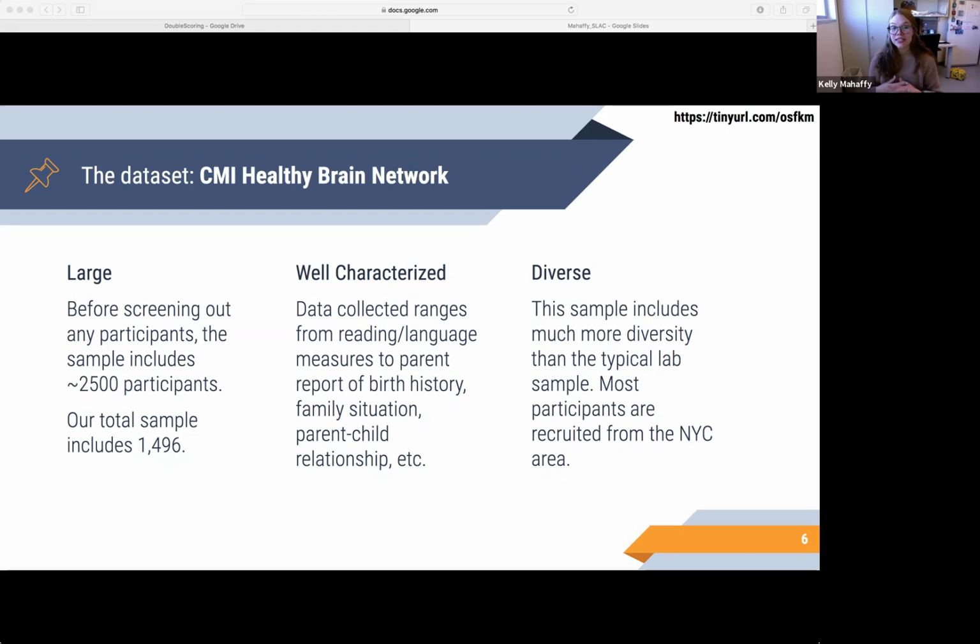Lastly, the sample is extremely diverse. It's particularly diverse in consideration of the kinds of samples that we often get coming into the lab, especially here in Connecticut. Most of the participants in this sample are recruited from the New York City area. However, that's not a requirement to participate. So it's just where most of the people come from.